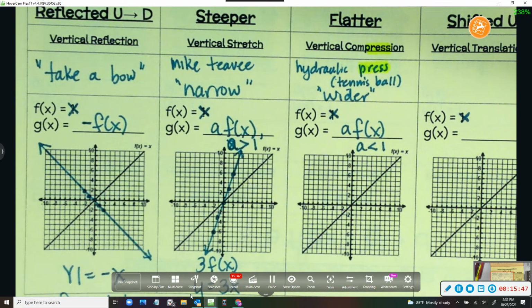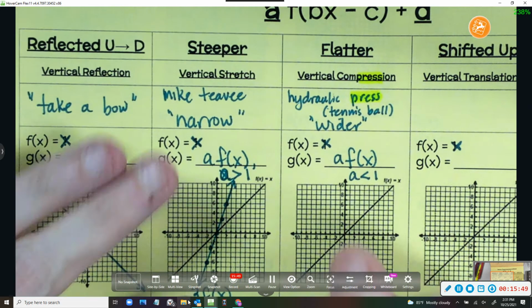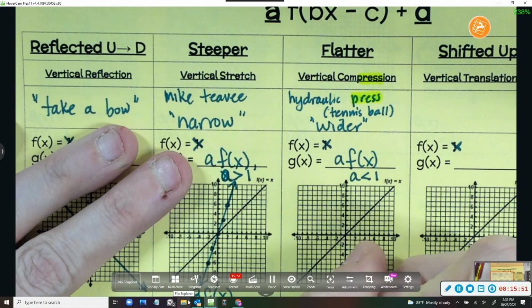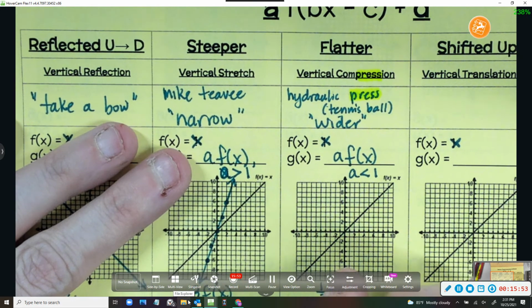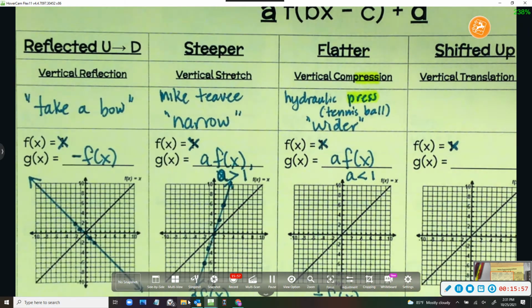Are we okay with that? So let me give you something you can try. How about 1/3 f of x? What would I put in my calculator? 1/3 x. Y equals 1/3 x.